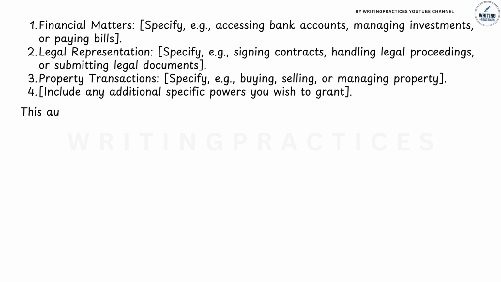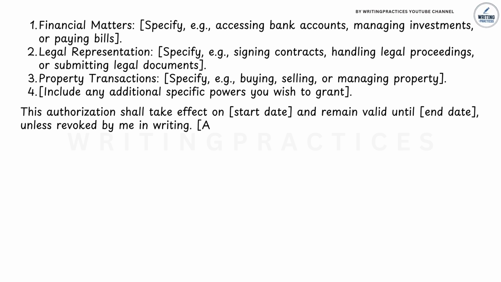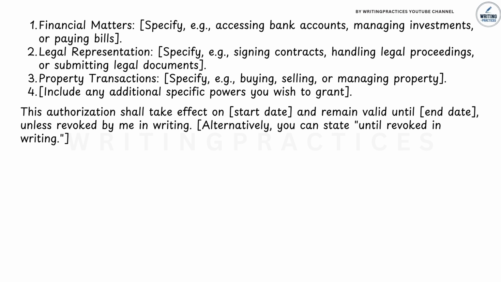Effective dates. Define the duration of authority. Specify when the POA begins and ends. Examples, 1. For a set time frame, this authorization shall take effect on start date and remain valid until end date, unless revoked by me in writing. 2. For indefinite use, until revoked in writing. Defining start and end dates provides clarity to the attorney in fact and third parties. The "revoked in writing" clause ensures flexibility in cancelling the POA.